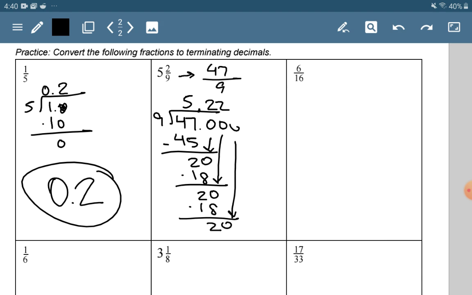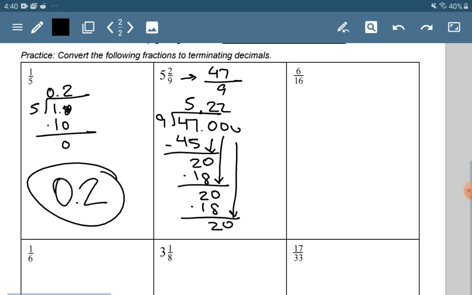We are continuously getting this remainder of 2 and saying that 9 goes into 22 times. That means that I have a repeating decimal. I've established a pattern. And my answer to this one is going to be 5.2, and the 2 repeats. So I need the repeating bar over the 2.